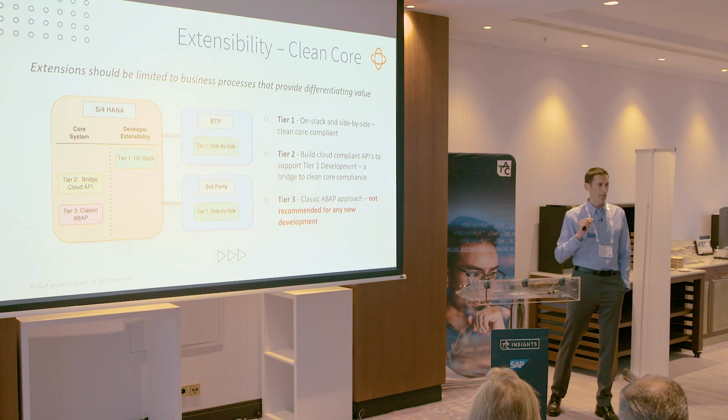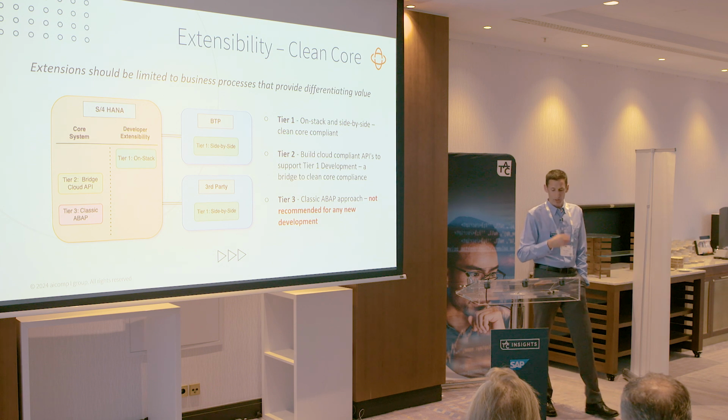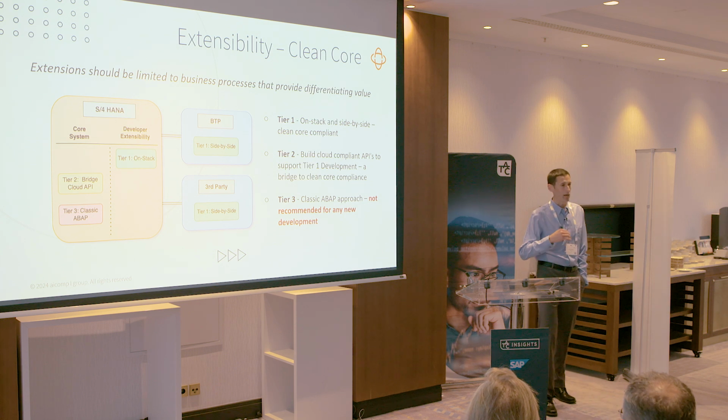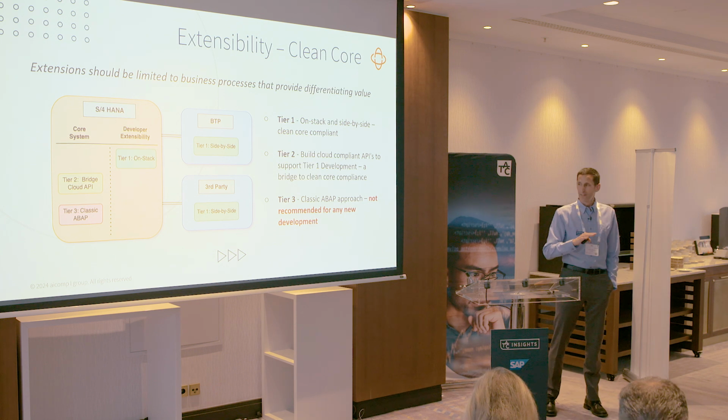Then the red is our tier 3, and tier 3 is your classic ABAP, right? So this is where we're doing things that we always have, and that's what we don't want to do. We want to avoid that wherever possible for new things. Obviously, most likely if you're a current customer, you have plenty of that on your system. And we'll talk about how to start moving from that.